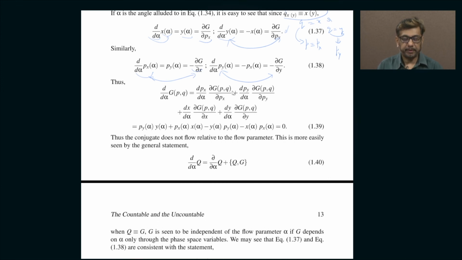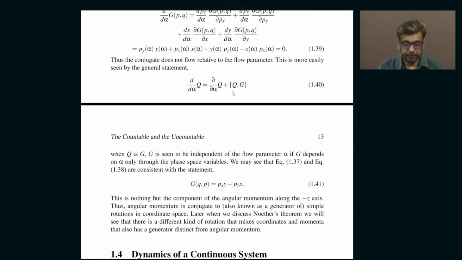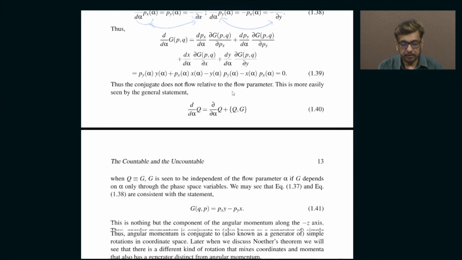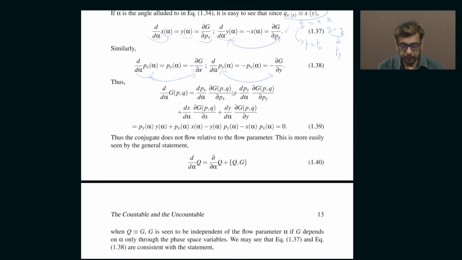So remember that we did, if alpha was time, g was a Hamiltonian, and there was a Poisson bracket with respect to the Hamiltonian, but now instead of time you have a flow parameter, so you have this new type of relation there. So now the question is, what is g therefore for this rotation in the xy plane?